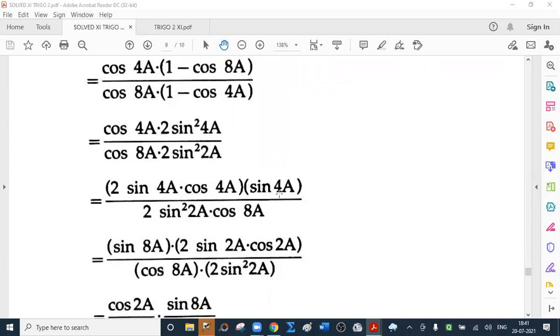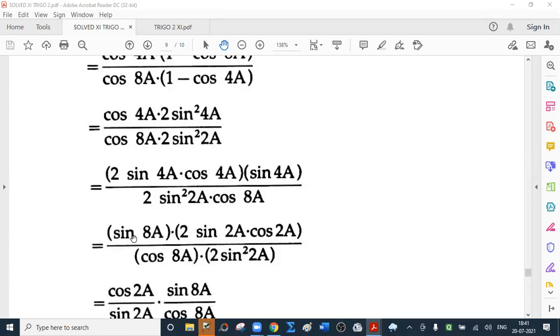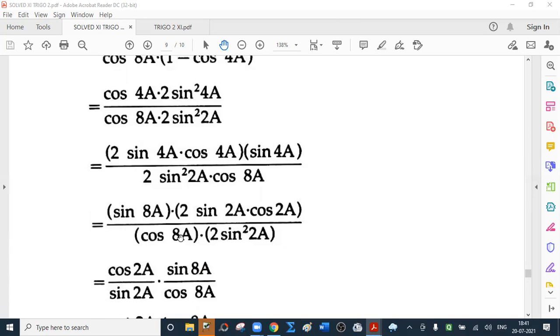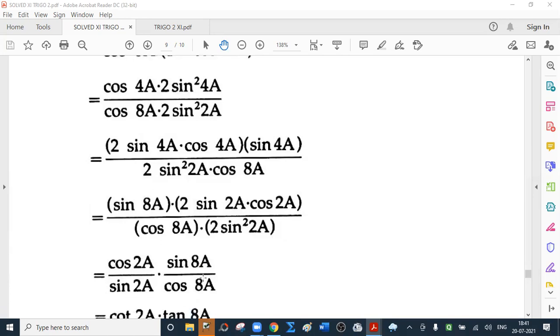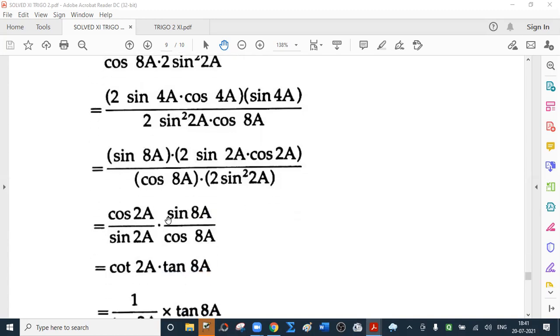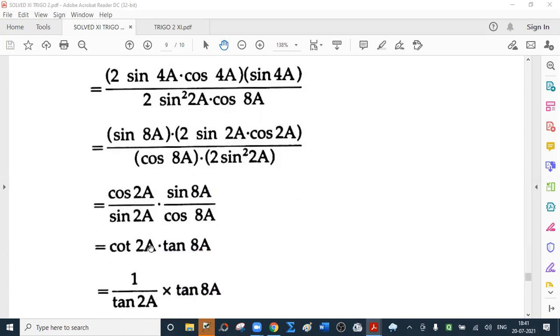Now it is sin 4a, 2 sin 2a cos 2a, denominator as it is. Now what is sin 8a upon cos 8a? It is nothing but tan 8a. Here you will notice that 2 sin 2a gets cancelled. So what remains is cos 2a upon sin 2a, which is nothing but cot 2a.